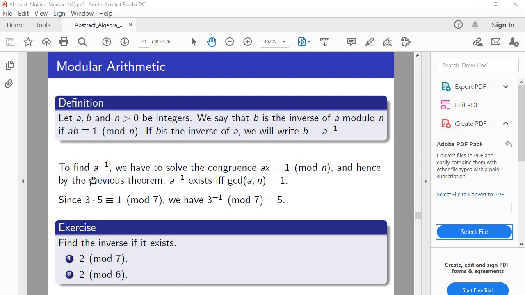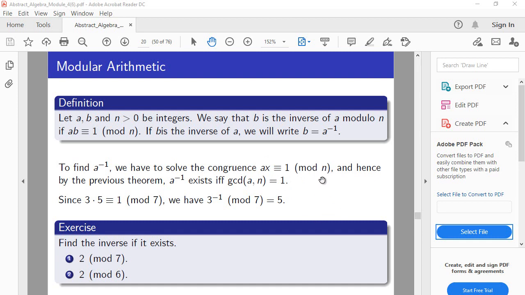Now you can see that to find the inverse of a, we basically have to solve the linear congruence ax is congruent to 1 mod n. Now we know that this linear congruence has a solution if and only if the GCD of a and n divides 1. Therefore, this linear congruence has a solution if and only if the GCD of a and n is 1. Which means that this linear congruence has a solution if and only if a is relatively prime to n.